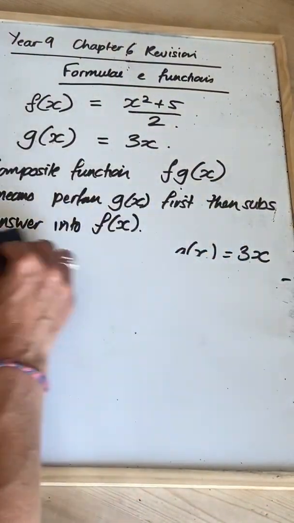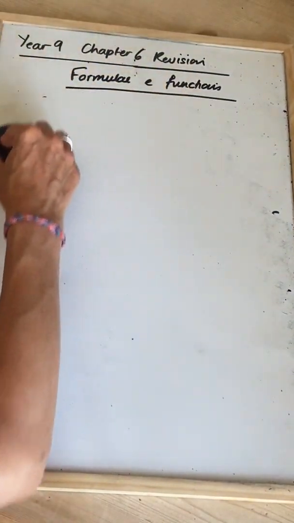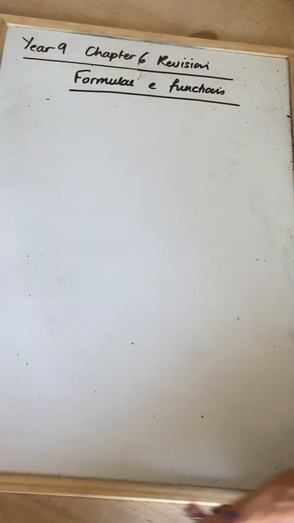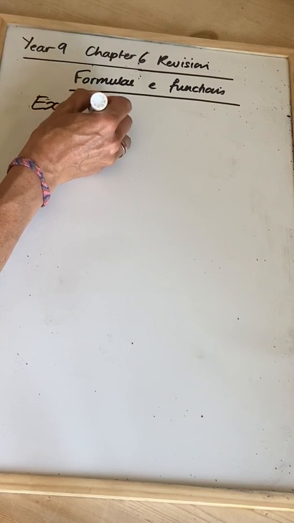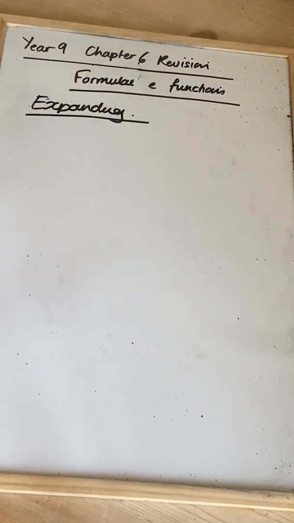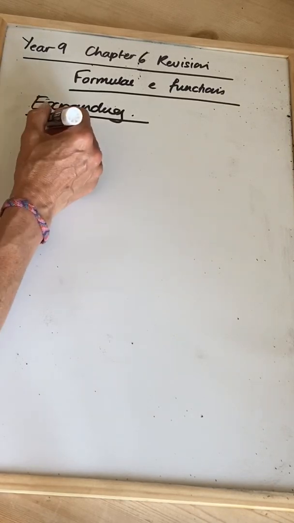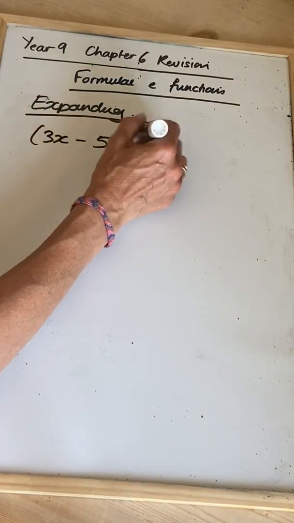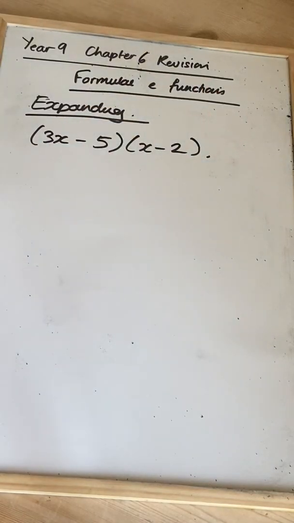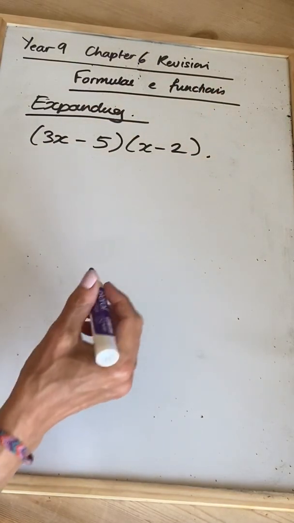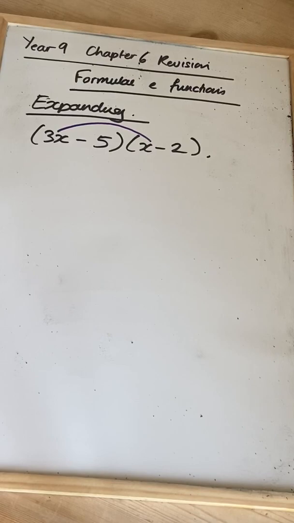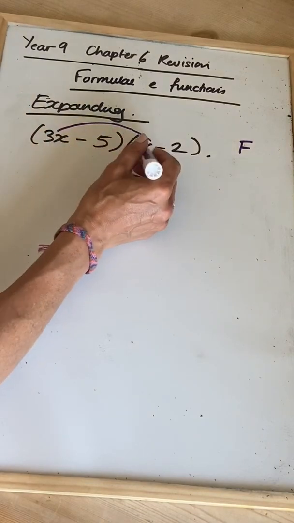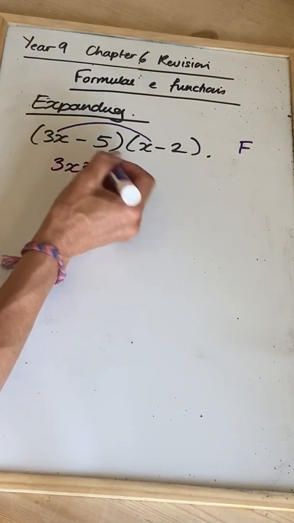Last few bits now. I'm just going to do a little bit on expanding and factorising. So just a bit of expanding. Mainly we are going to be expanding double brackets here because we've done quite a lot of work on a single bracket. So let's just do one: 3x minus 5 times x minus 2. So remember our process here. Our process is take the first term in the first bracket and multiply by the first term in the second bracket. So 3x times x is 3x squared.